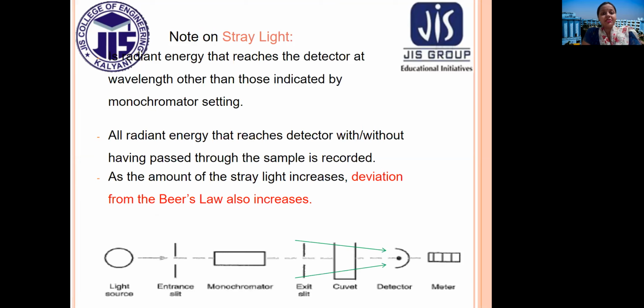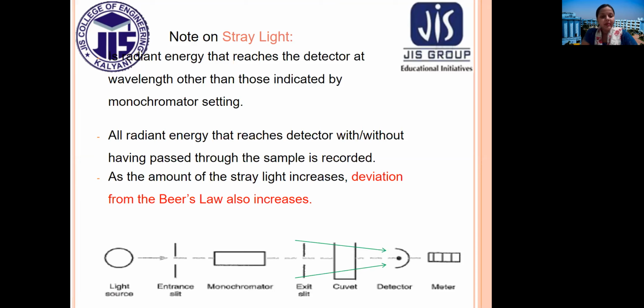Now, a note on stray light. What is stray light? It is radiant energy that reaches the detector at wavelengths other than those indicated by the monochromator setting. All radiant energy that reaches the detector, with or without having passed through the sample, is recorded. As the amount of stray light increases, deviation from Beer's law also increases. So here we need to know first what stray light is.